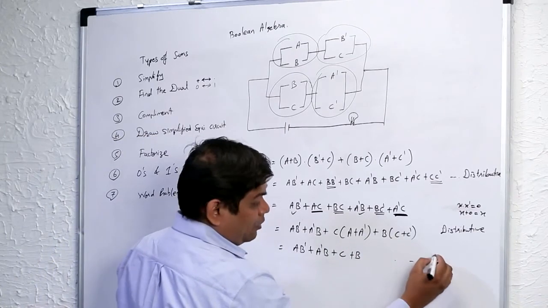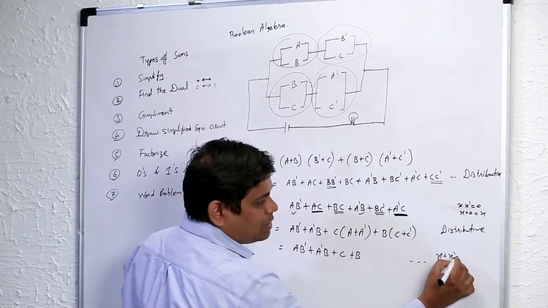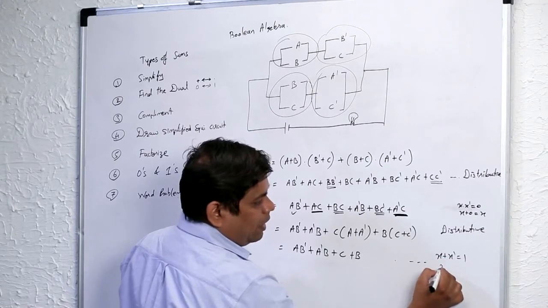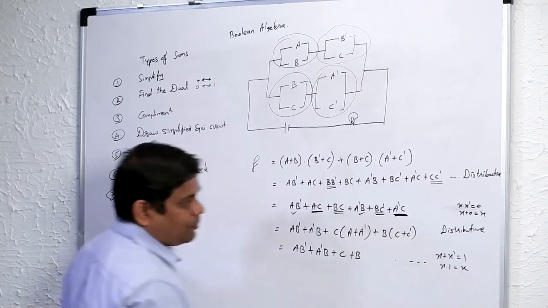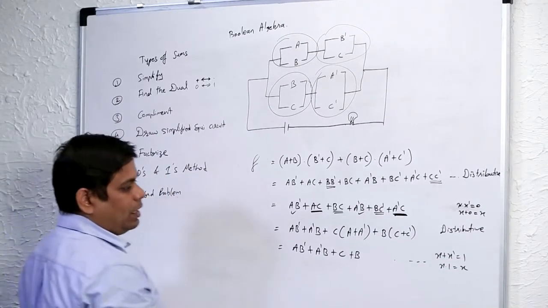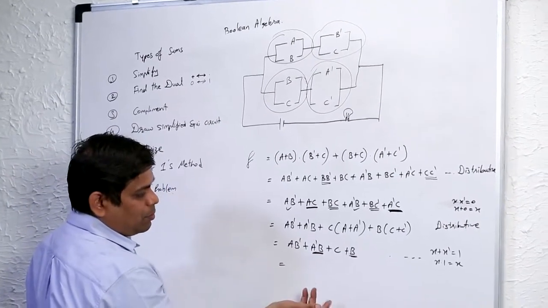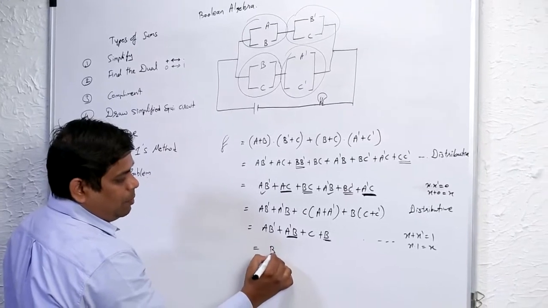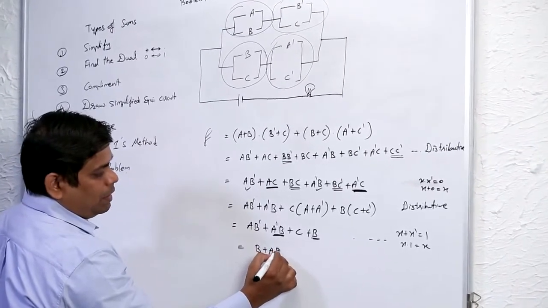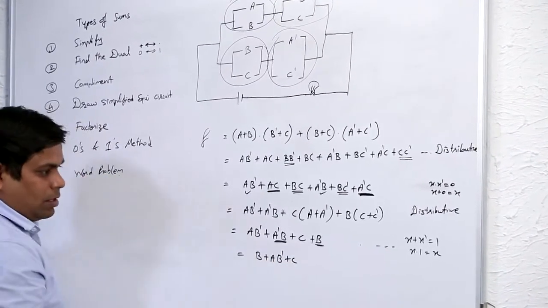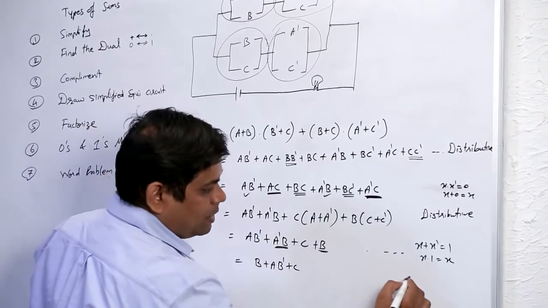We've made use of two properties. X plus X dash is going to be 1 and X dot 1 is going to be X. Finally, B is going to absorb this because of the absorption property. So you can write B plus AB dash plus C. People think that that's the final answer, but that's not.